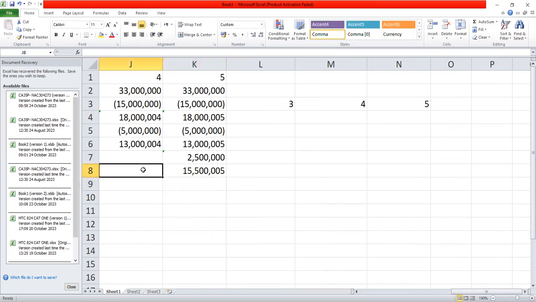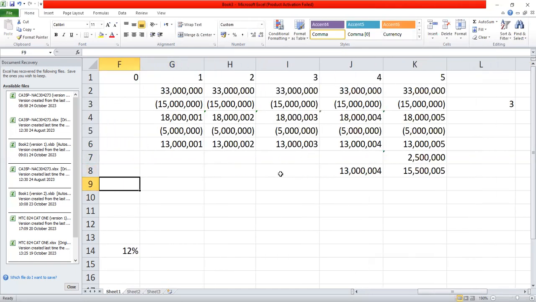But now for this other one, it will just remain the same, because we're only adding the residual value at the end.